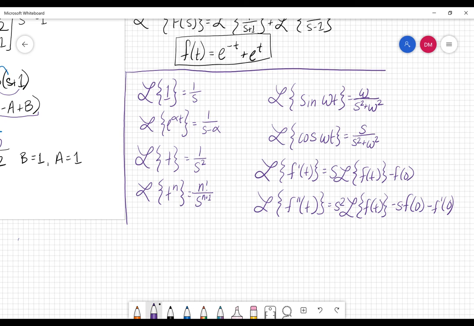Just have those somewhere close by that you can reference. If you can't print the table that I'm going to post, then definitely just make one for yourself and keep that while you're working on the homework.